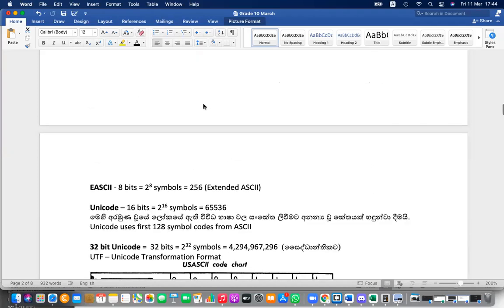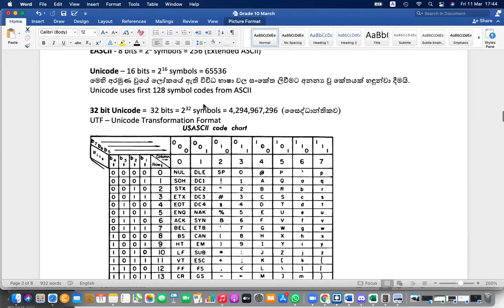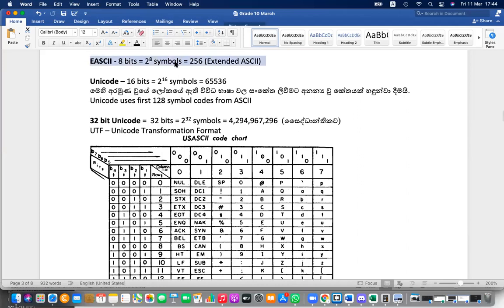So ASCII was really popular, and therefore they introduced something called extended ASCII also. Because ASCII has only 7 bits, it's not enough. So they introduced an 8-bit version of ASCII, which is 256 altogether. So extended ASCII and EBCDIC both had 256 symbols, right?